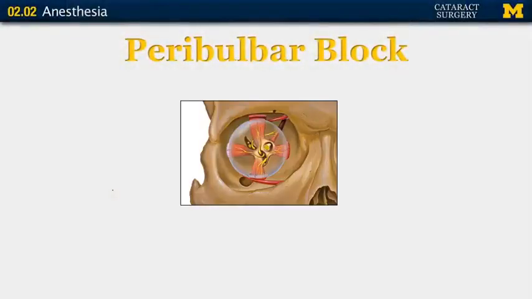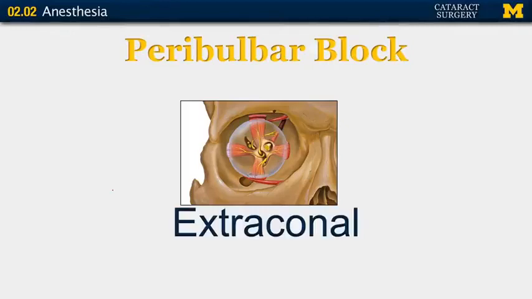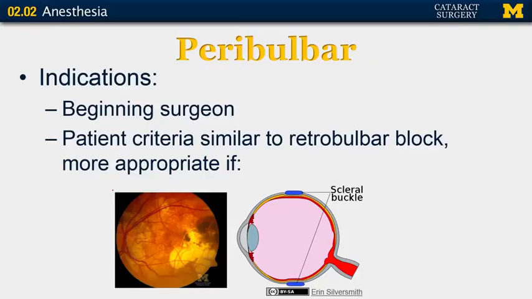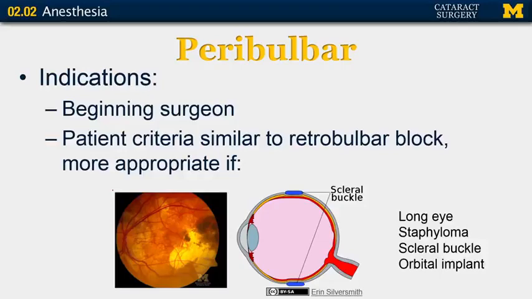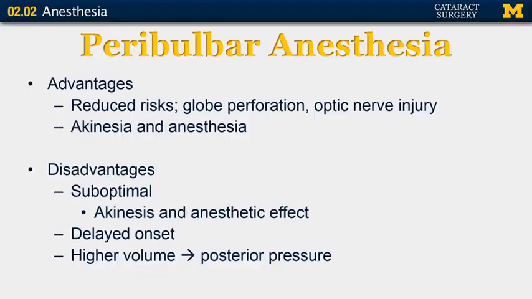Next, we will talk about peribulbar block. This is placed in the extraconal space. Indications for peribulbar block include beginning surgeon and similar patient criteria as to when you'd want to use a retrobulbar block. It's more appropriate if the patient has a long eye, staphyloma, scleral buccal, or orbital implant.